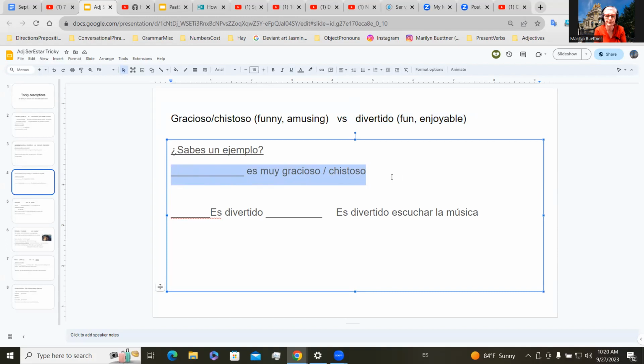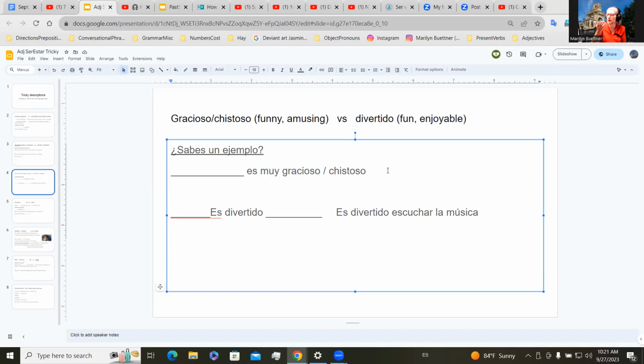Bueno, sí. Cuando mi padre cuenta un cuento, cuando joven y su hermana se pintó las uñas de los pies, es muy gracioso. Ah, pinta las uñas, paints the toenails, ¿sí? His sister painted his toenails when he was a child. Muy gracioso, sí.